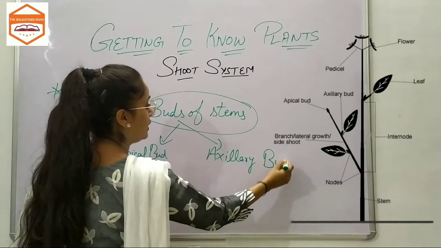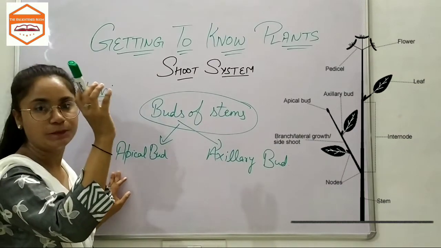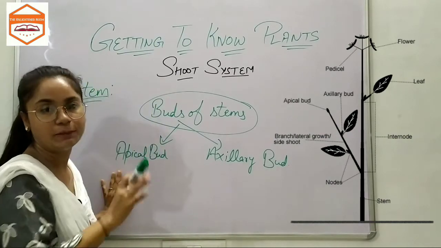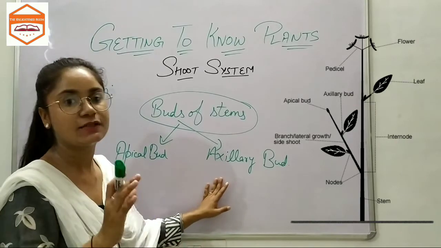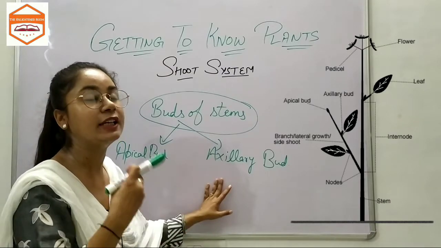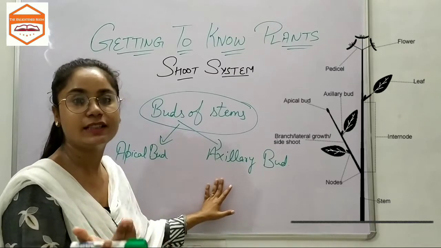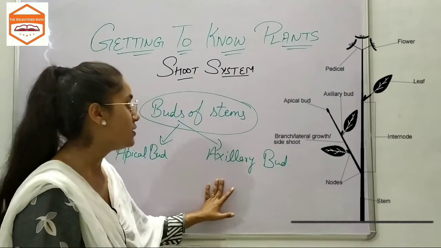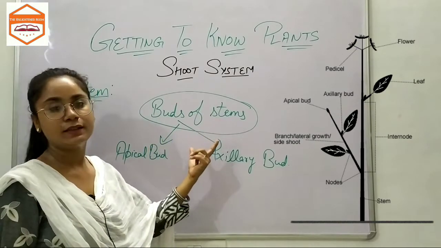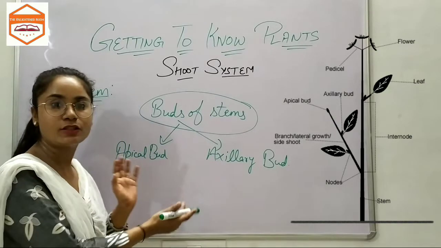Now what is the difference between these two buds? The apical bud is found at the top of the shoot, and this bud is responsible for the upward growth of the plant, while the axillary bud is found on the stem of the plant and is responsible for producing new branches, or you can also say the lateral branches. So this is the difference between the apical bud and the axillary bud. Now what is a bud? A bud is a small outgrowth on the stem and it is of two types.